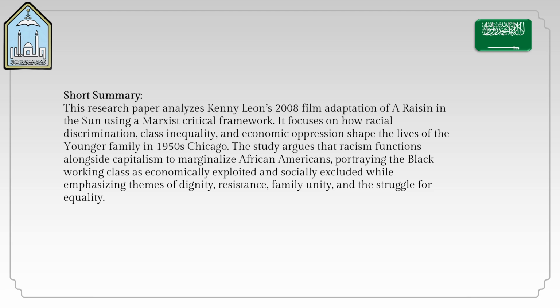This research paper actually analyzes Kenny Loren's 2008 film adaptation of A Raisin in the Sun using a Marxist critical framework. It focuses on how racial discrimination, class inequality, and economic oppression shape the lives of the younger family in 1950s Chicago. The study argues that racism functions alongside capitalism to marginalize African Americans, portraying the black working class as what? Economically exploited and socially excluded, while emphasizing themes of dignity, resistance, family unity, and the struggle for equality.